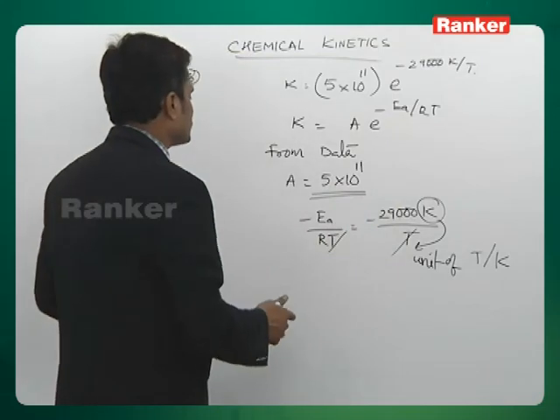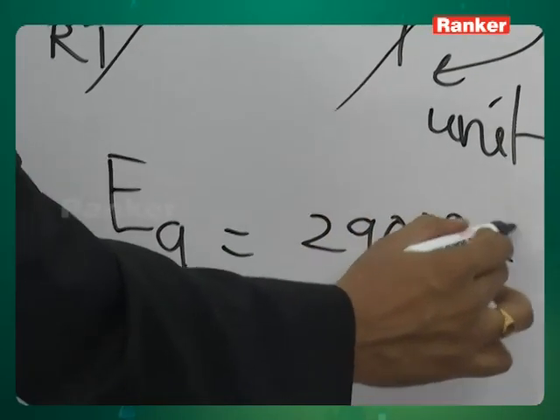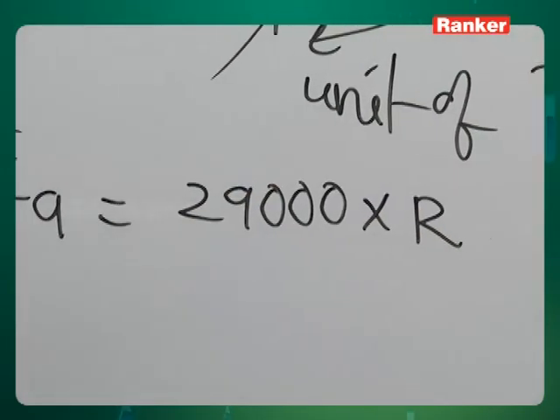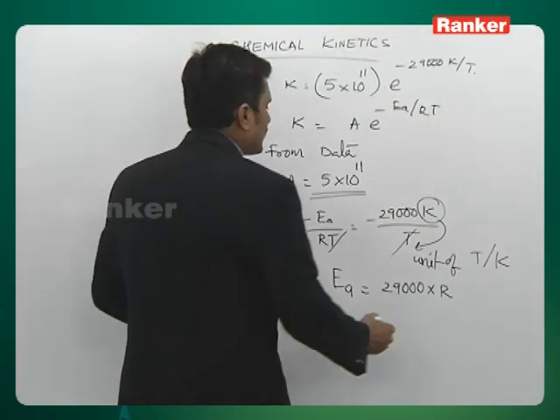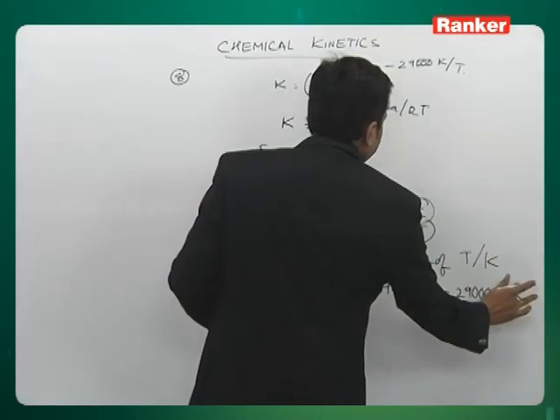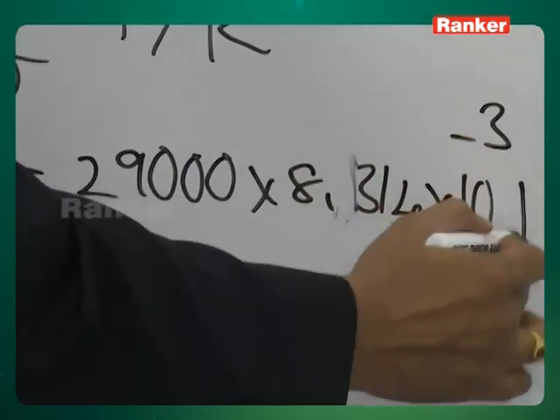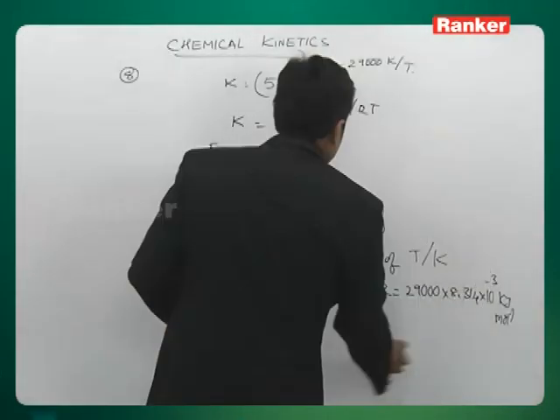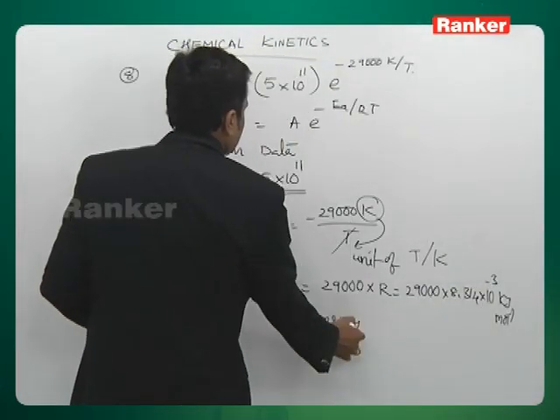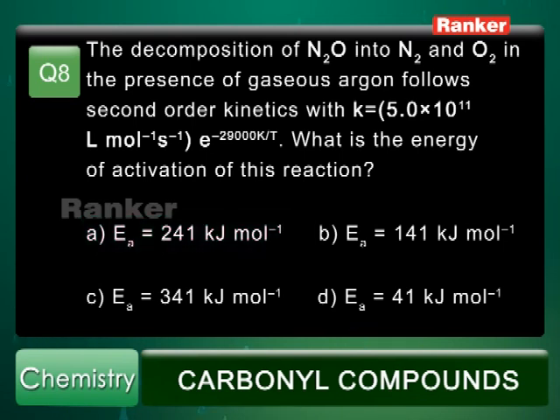At times excess information or confusing data will be provided to us. So as I told you, depending upon the units of this R, you are going to get your answer. This time I am going to take R as 8.314 into 10 to the power minus 3 kilojoule. So when I substitute this in kilojoule per mole, the answer for this question is 241 kilojoule per mole. That is option A is correct for the given question.